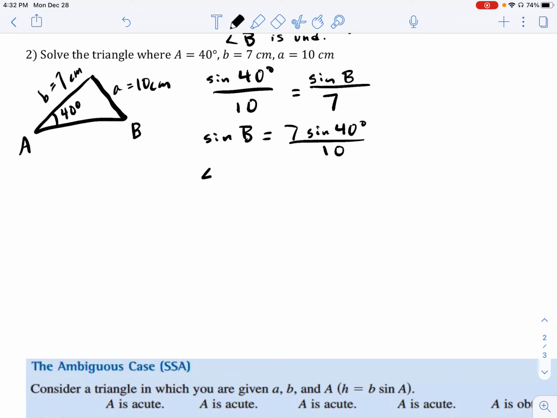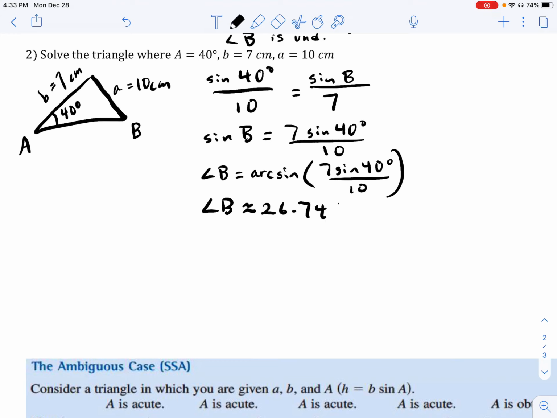This time, if you say angle B is equal to the arcsine of all of this, so I'll just rewrite this. I wouldn't expect you to do that every single time, but I would write that here and enter that into your calculator. You would find that angle B is going to be approximately 26.74 degrees. And you do this just by entering that into your calculator. So 26.74 degrees.